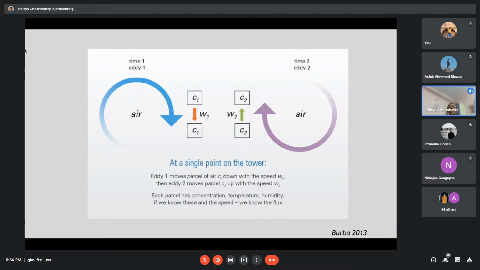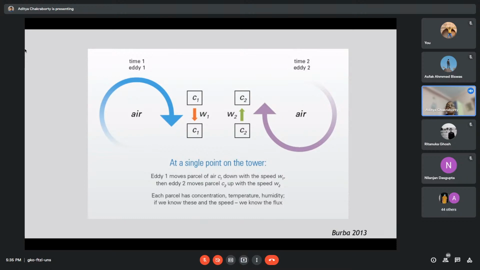So in principle, we must know C1, C2, W1, and W2. At the same time, we have to measure temperature, because C1 and C2 are measured as density or concentration, and since that varies with temperature, we need to measure temperature. If we measure these parameters, wind speed, concentration, and temperature, we can calculate the CO2 flux.